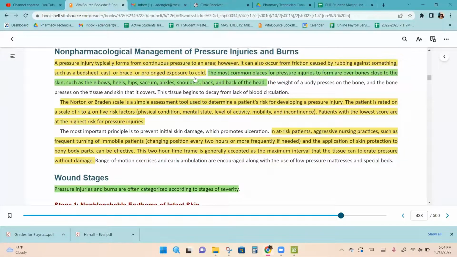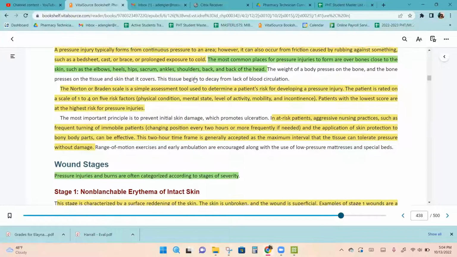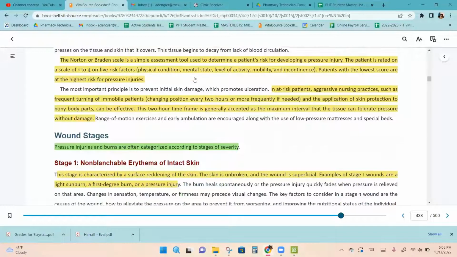The Norton or Braden scale is a simple assessment tool used to determine a patient's risk for developing a pressure injury. The patient is rated on a scale of 1 to 4 on 5 risk factors: physical condition, mental state, level of activity, mobility, and incontinence. Patients with the lowest score are at the highest risk for pressure injuries.